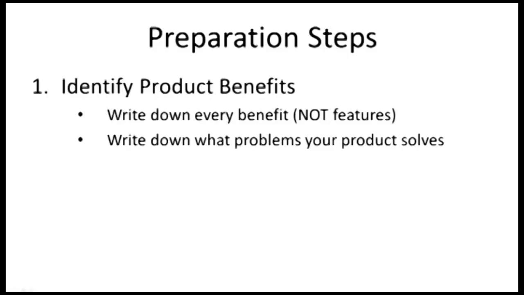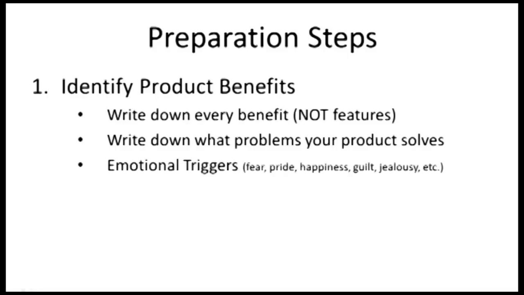I also want you to write down what problems your product is going to solve for someone. People will buy if your product can solve a problem. And then thirdly, I want you to write down any emotional triggers that you can zero in on. Remember, people buy based on emotion. They usually don't buy on logic. We justify on logic, we justify on features, but we buy based on emotion.